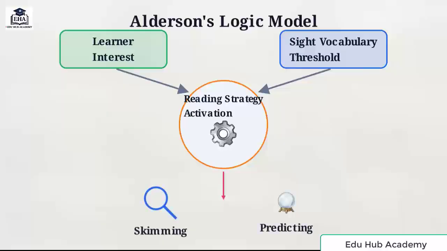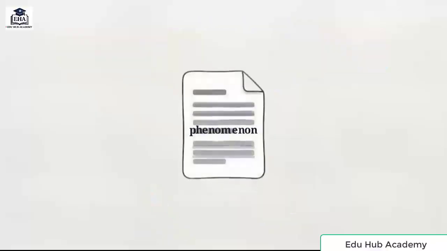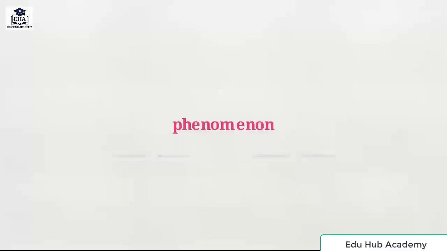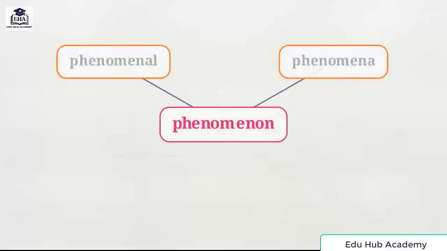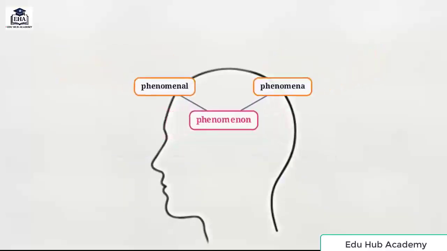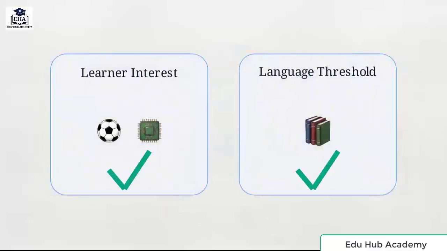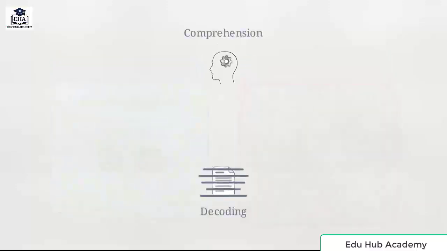Building this threshold requires a systematic approach to new language. Students can pull target vocabulary directly from the reading, note the surrounding sentence structure, and build word family connections to ensure these terms become part of their permanent sight vocabulary. Matching text interest and reaching this vocabulary threshold are mandatory steps. If either is missing, the student will struggle to move past basic decoding to actual comprehension.